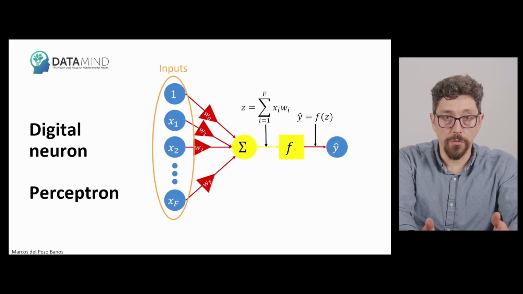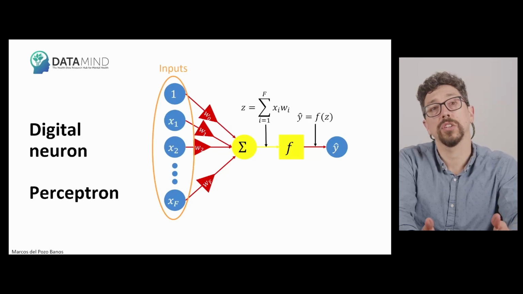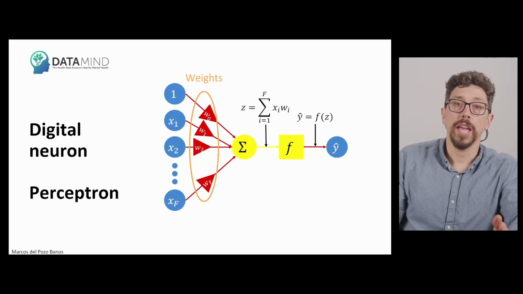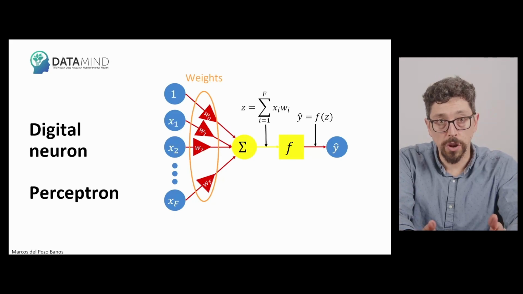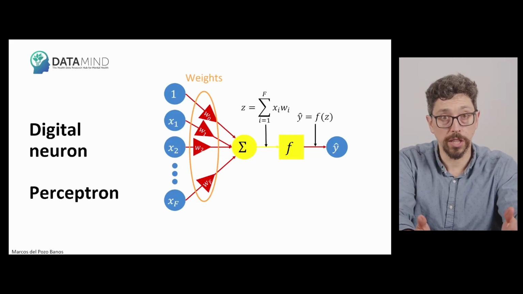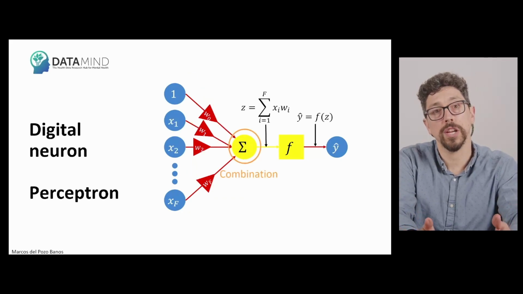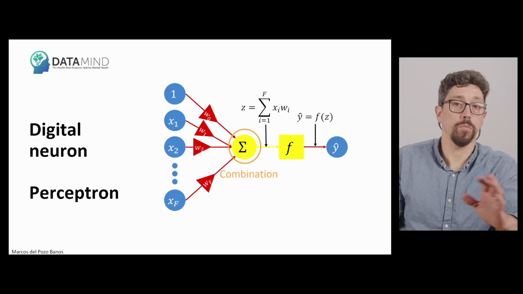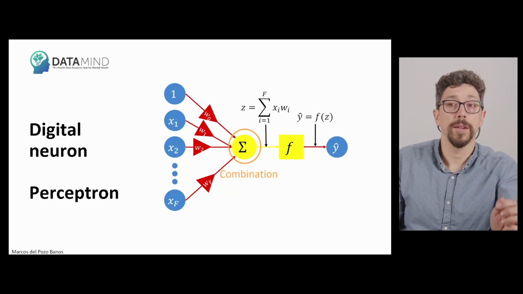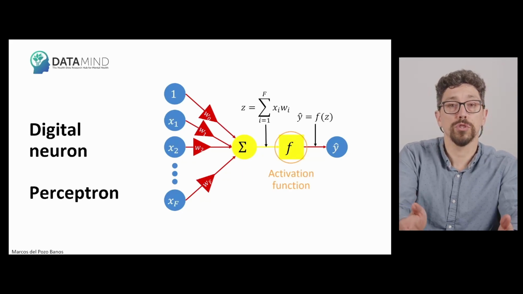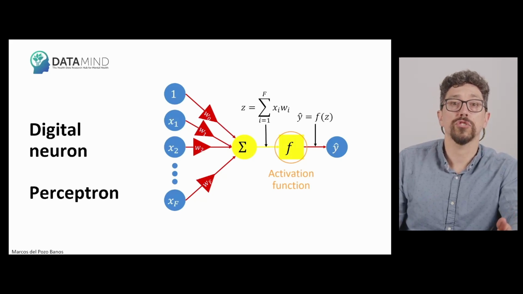Now, the first part on the left-hand side of the diagram, those are the inputs. So that's the data going into the perceptron. Each of the values of these inputs are multiplied by a constant, the weights, and then the results are added together in what will be the equivalent of the cell's body. And then the result of this summation is transformed using an activation function.